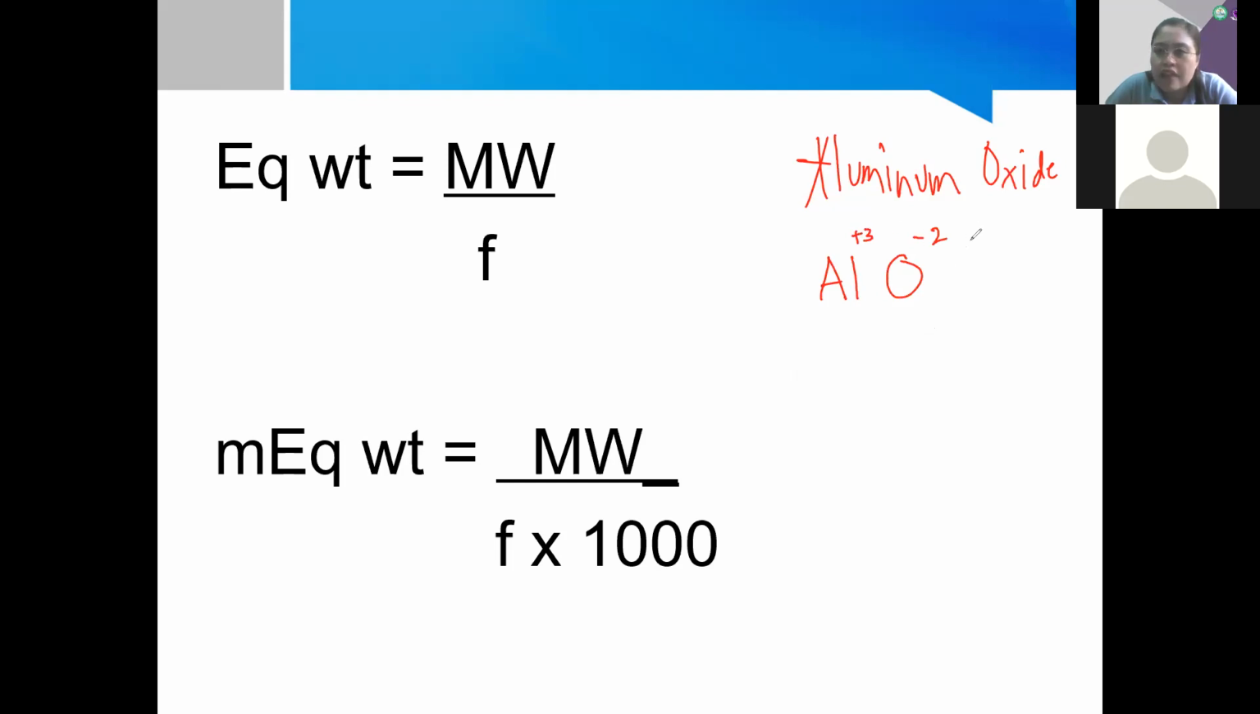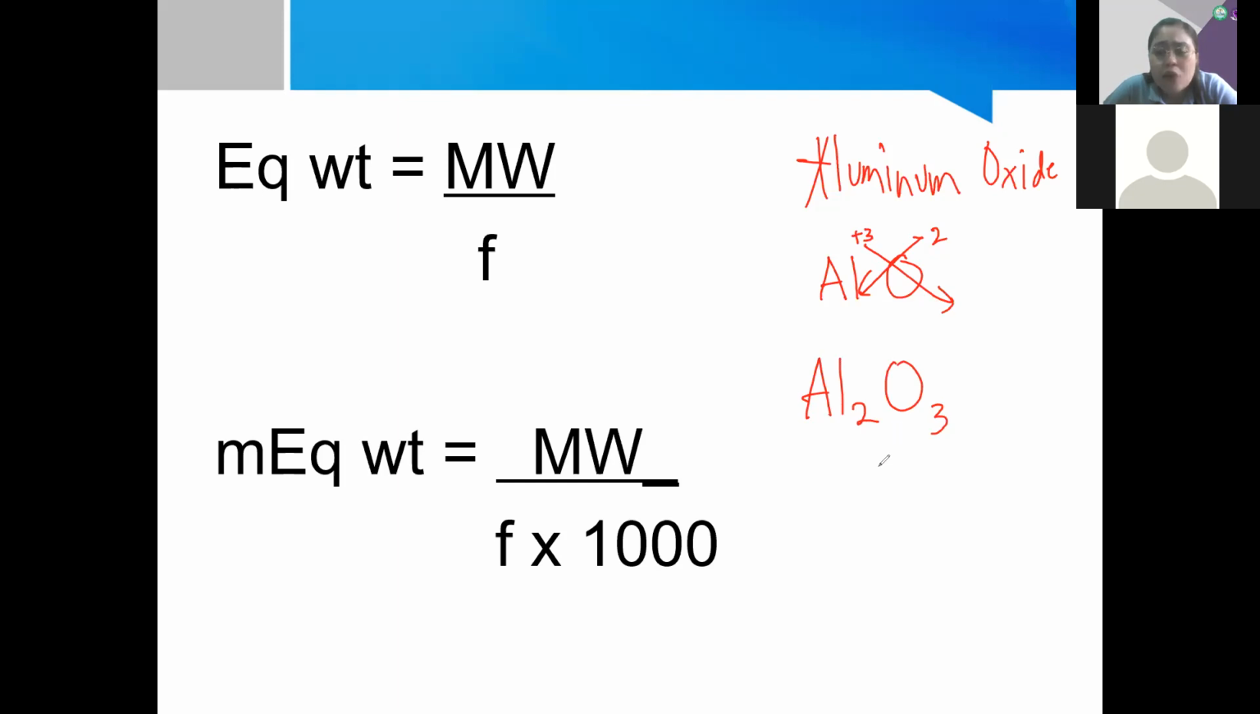Now, if you add the positive and the negative charge, if it is equal to 0, then that's it na. You just have to combine both symbols. But if it is not equal to 0, just like this, positive 3 plus negative 2 is positive 1. That's the time you do the crisscross. And this will be the correct chemical formula of our aluminum oxide.